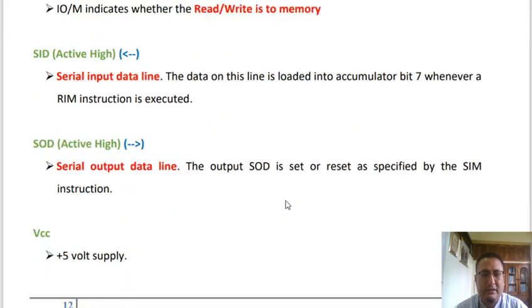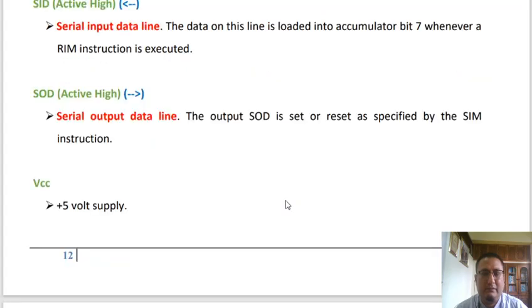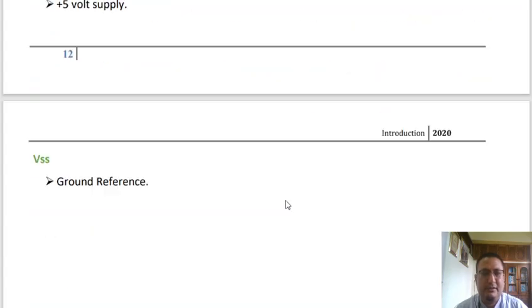Then we came across the supply required for the 8085 microprocessor. Likewise, VSS ground.